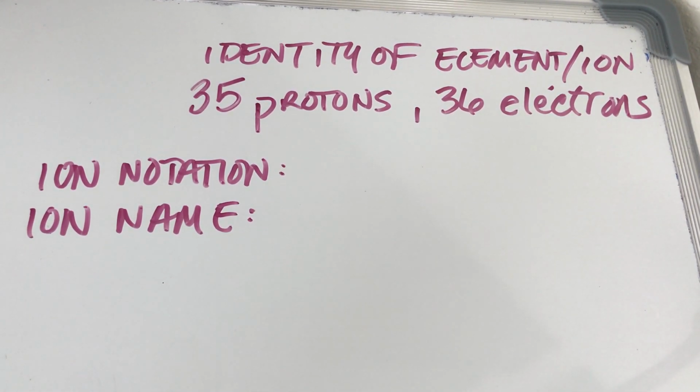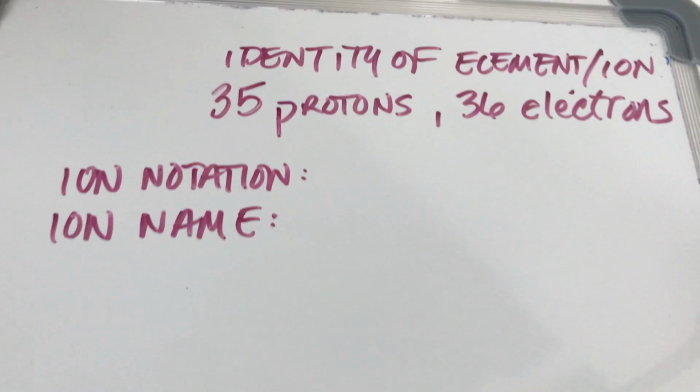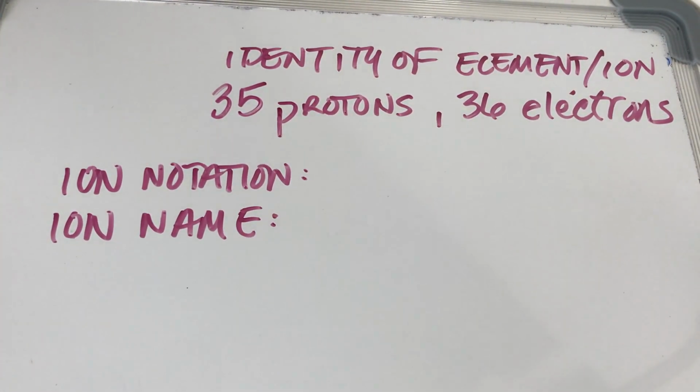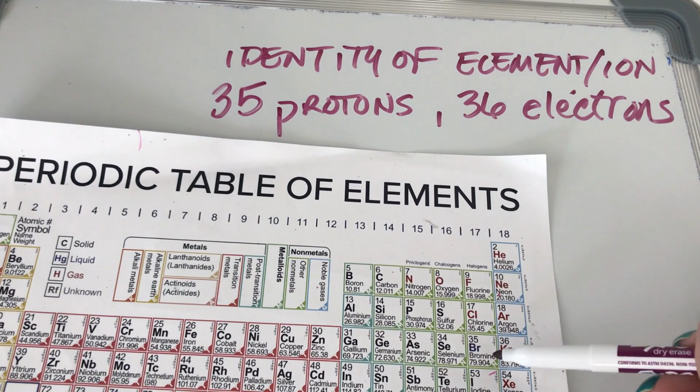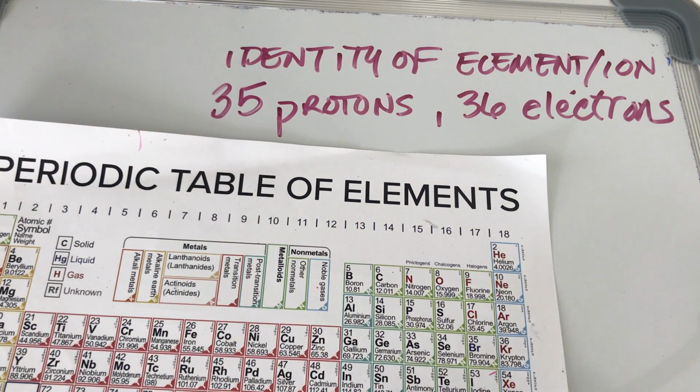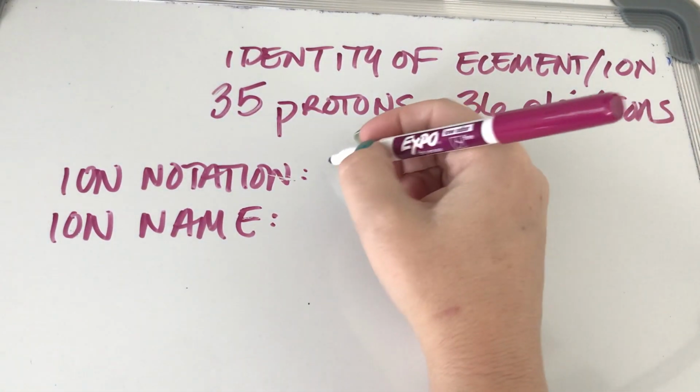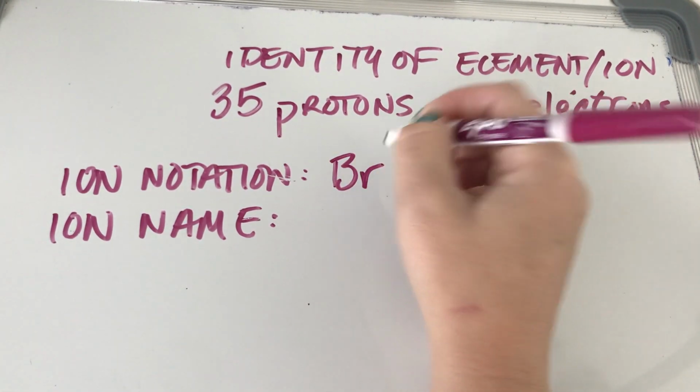All right, chat action. Okay. Is that Br minus? So 35 protons means we have bromine, right? So our chemical symbol here is Br.